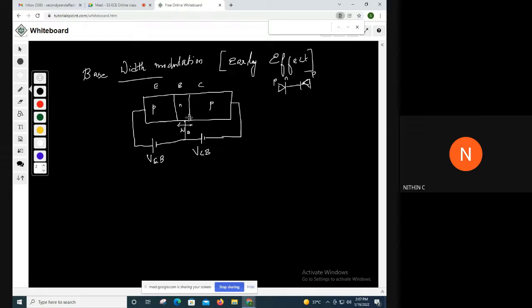There is no doubt that this junction is reverse biased, because the N side is connected to the positive terminal and this P side is connected to the negative terminal. So this junction is reverse biased. So what happens to the depletion region width? You know that whenever a PN junction is formed, there will obviously be some depletion region width. We know about that. I am taking this PN junction.